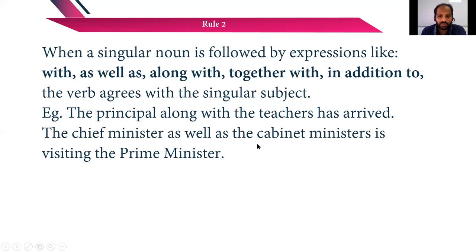The chief minister, as well as the cabinet ministers, is visiting the prime minister. Even though here it is ministers, the verb has to agree with the singular subject. If instead of a singular subject it were teachers as well as the students, then it will be plural. When we start with both plurals, if the first one is teachers instead of chief minister, it is: teachers as well as the students are visiting.